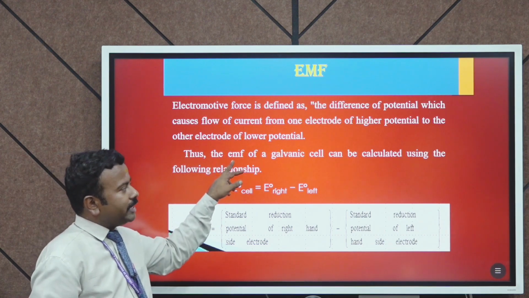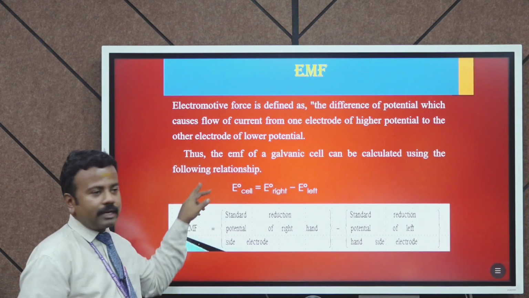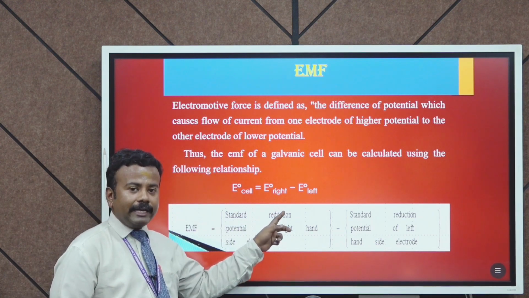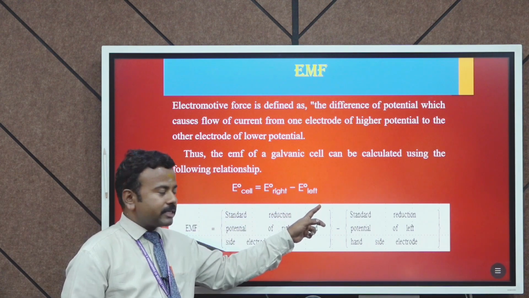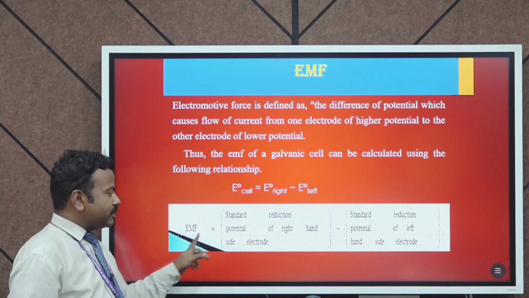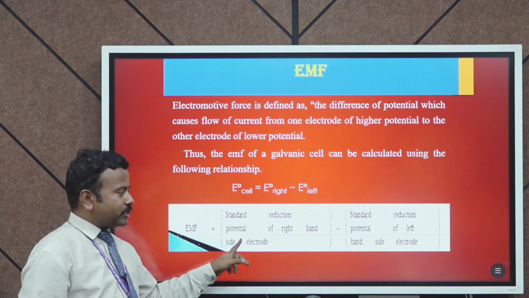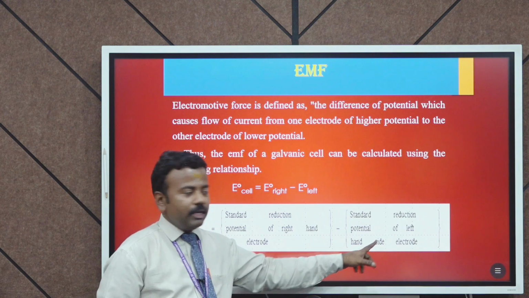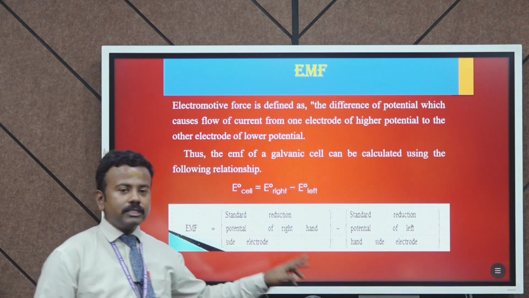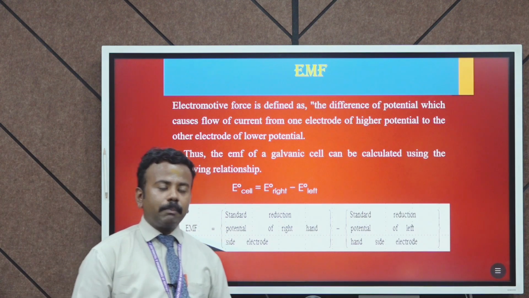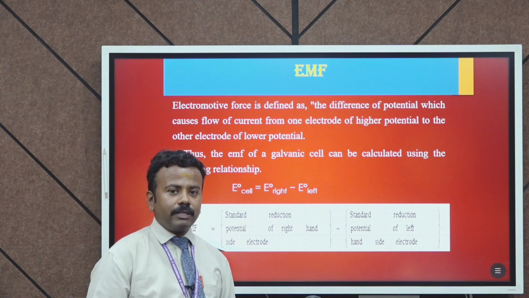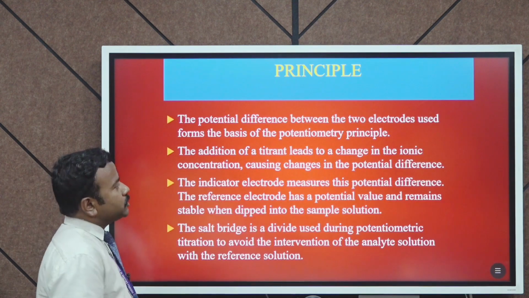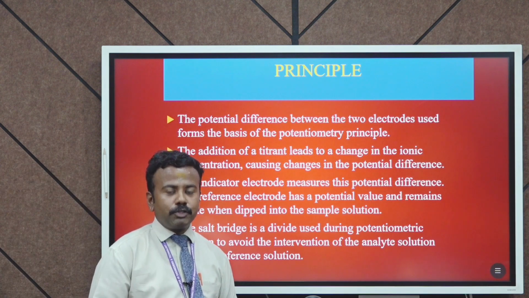The EMF of a galvanic cell can be calculated with the relationship E naught cell equals E naught right hand side half cell minus E naught left hand side half cell. So EMF is defined as the standard reduction potential of the right hand side electrode minus the standard reduction potential of the left hand side electrode. This is called the EMF. Potentiometric titrations are measured by the EMF. The unit is volt.